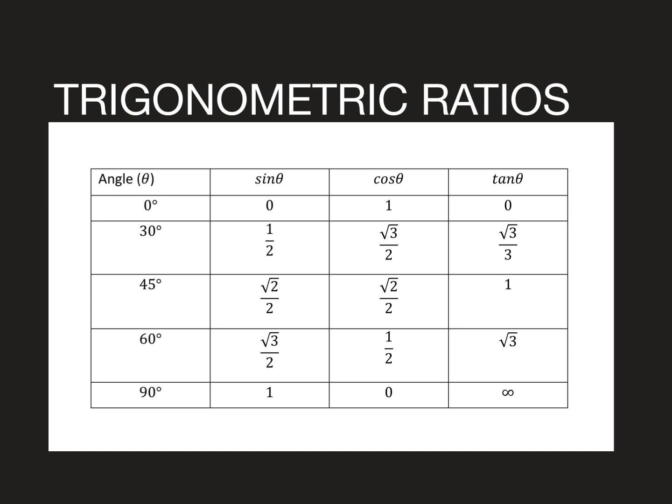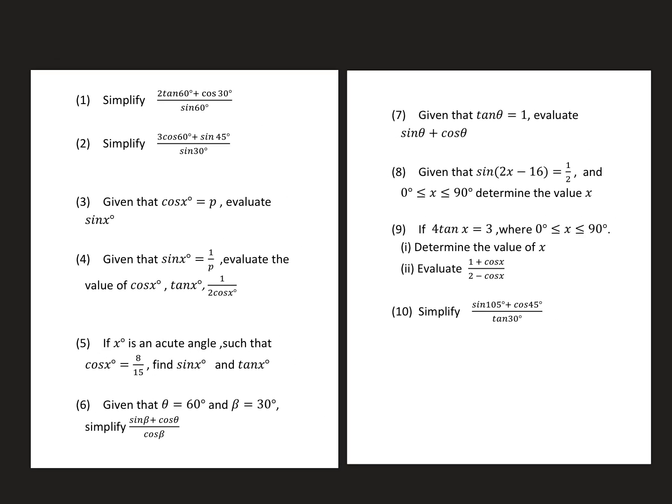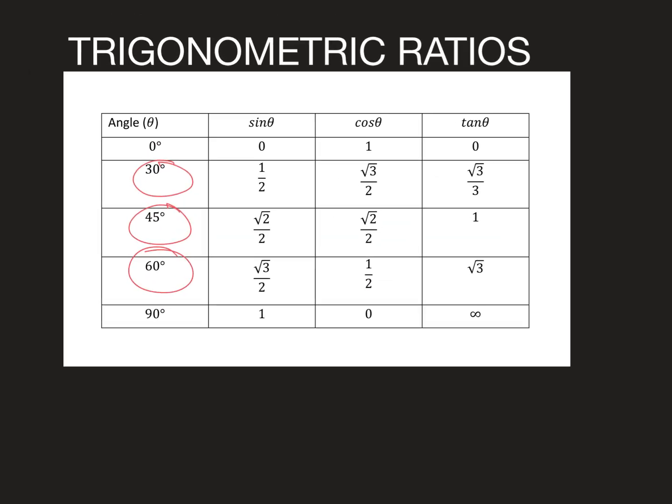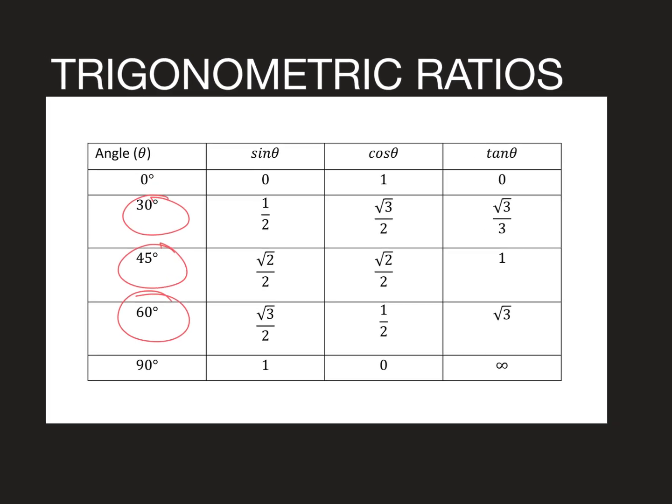We need to know these trigonometric ratios, especially for the 30 degrees, 45 degrees, and the 60 degrees, if we want to solve problems that involve trigonometry. These problems that you are seeing can be solved with the understanding of trigonometric ratios. So that is why it is important to remember these trigonometric ratios, or at least know how to derive them. And that is what I would like to begin with.